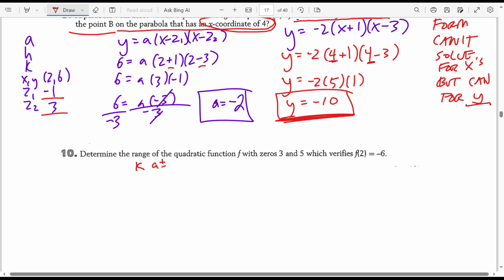If I can figure out K and which way it's facing, I can write the range, right? So if it's facing this way, then it's going to be k to infinity is the range, right? If it's facing down, however, it'll be negative infinity to k. So that's my objective. That's how I'm going to use the rule. But holy cow, I've got to find the rule first. Okay? So determine the range of a function that has those two zeros.